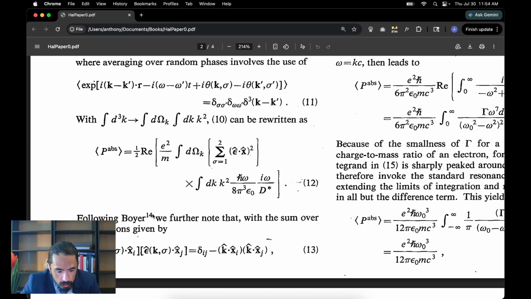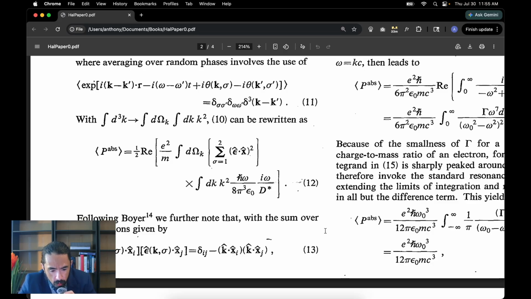So following Boyer in citation number 14, we further note that the sum over polarizations, the sum on sigma from 1 to 2 of the first square bracketed quantity, the vector epsilon hat in terms of the vector k and sigma dot product with the vector x sub i hat, times the second square bracketed quantity, the vector epsilon hat in terms of the vector k and sigma dot product with the vector x sub j hat, is equal to the Dirac delta function sub ij minus the quantity of the dot product of vector k hat with vector x sub i hat, times the quantity vector k hat dot product with the vector x sub j hat.